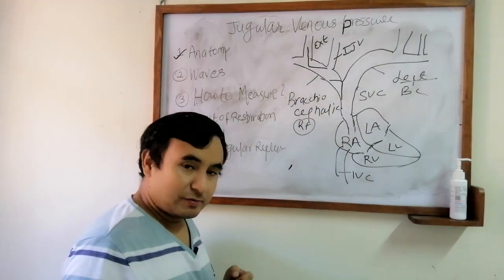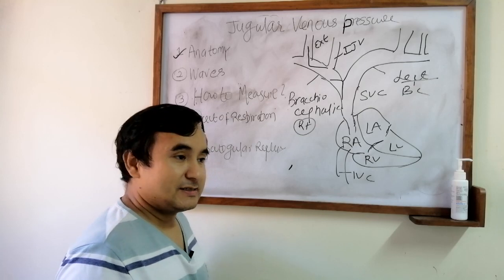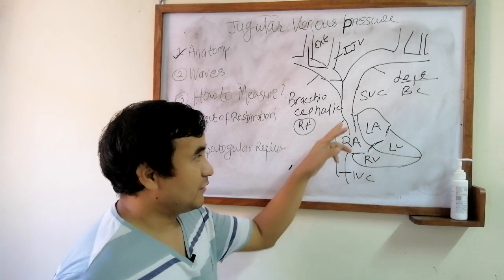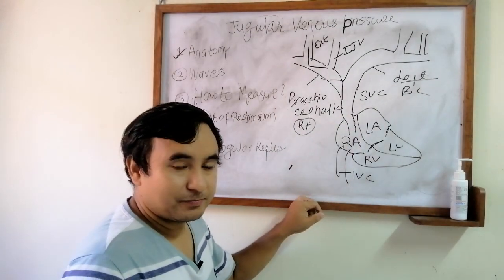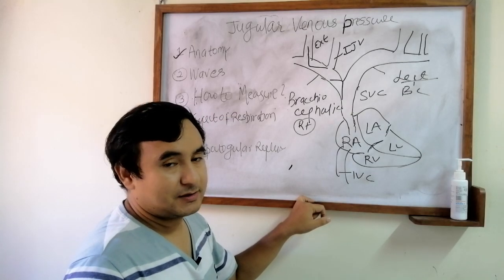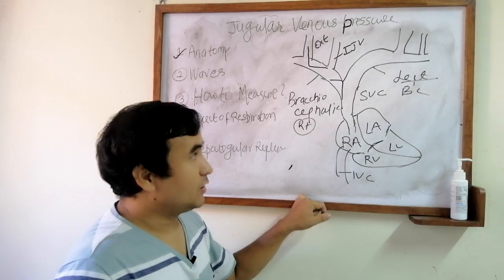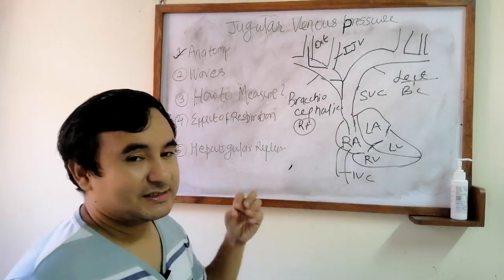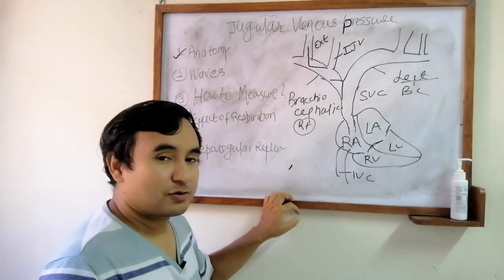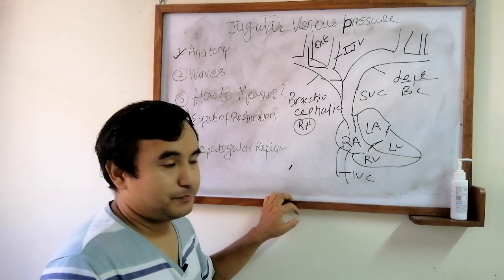So your answer should be that the right internal jugular vein is in a straight line with the superior vena cava and the right atrium. That's why it can reflect the pressure changes in the right atrium. That's why we prefer the right internal jugular vein for the estimation of the jugular venous pressure.